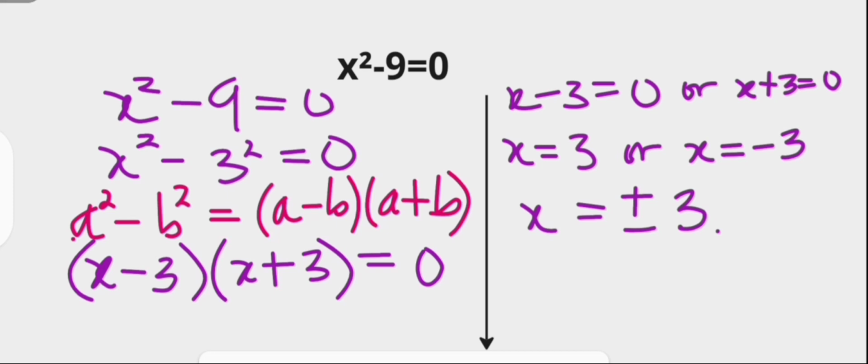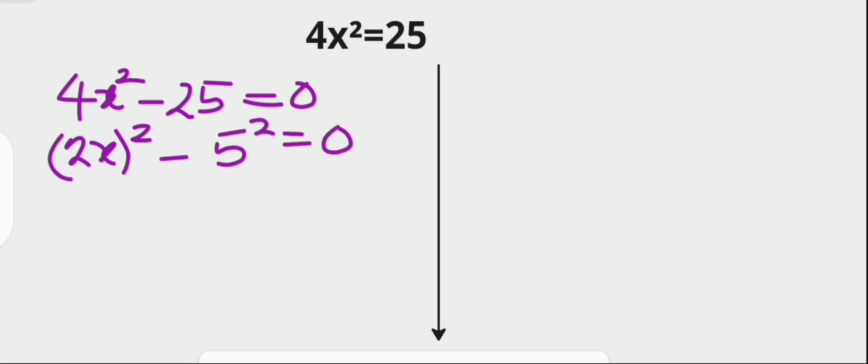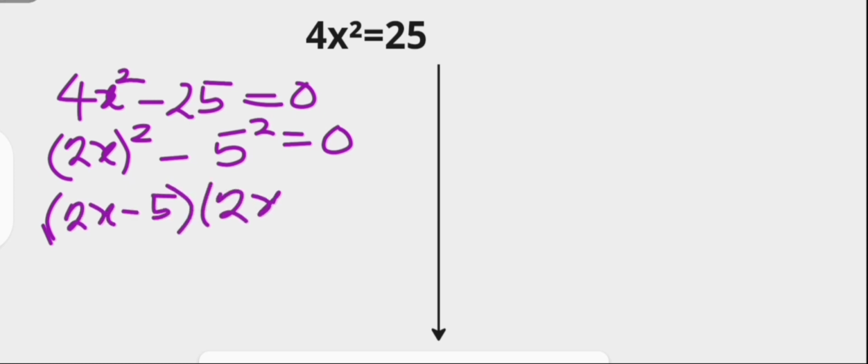Let's take another example on difference of two squares. The first thing we need to do here is to rearrange by writing it as 4x squared minus 25 equals 0. Then 4x squared can be written as 2x all squared, as 4 is a square, 2 squared. Then minus 5 squared equals 0. By applying the concept of difference of two squares, this is going to be 2x minus 5, 2x plus 5 equals 0.